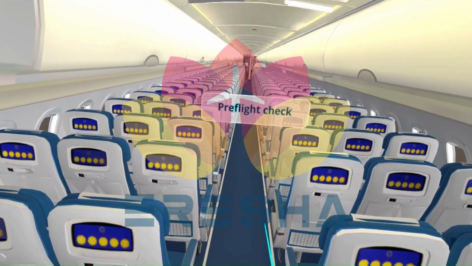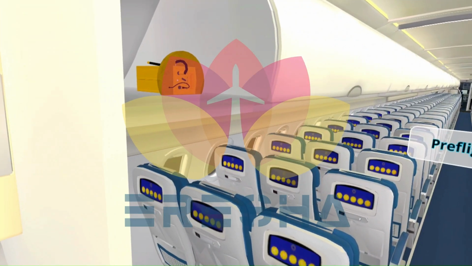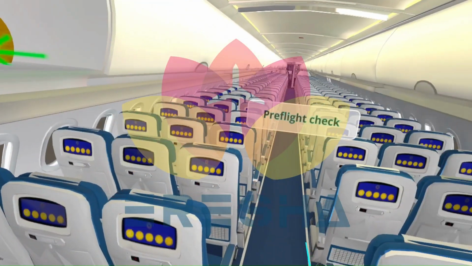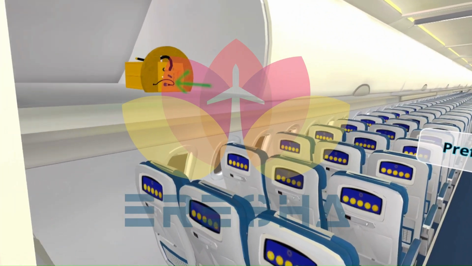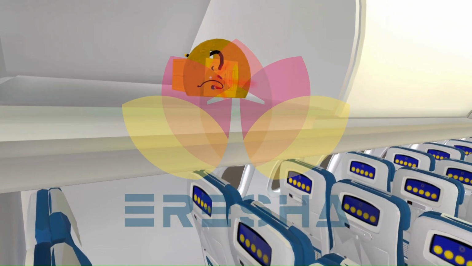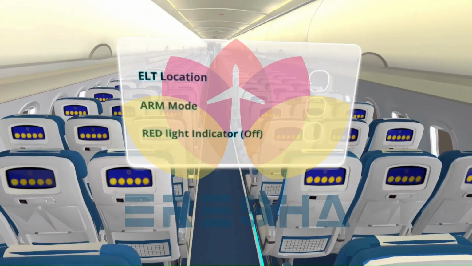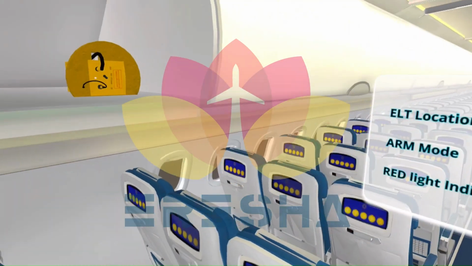Let's do a pre-flight check for the ELT. 1. Check that the ELT is secured in its correct location. 2. Check that this toggle switch is in the arm mode. 3. The red light indicator here must be off. It must be noted here that the ELT lasts for 48 hours. Keep selecting each one after you perform the check.